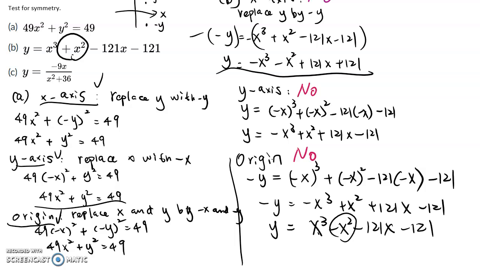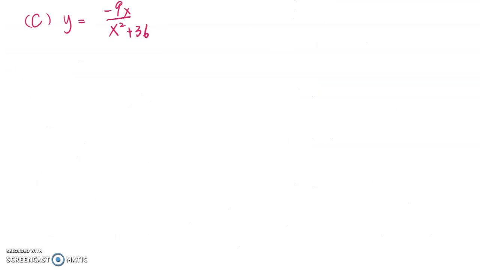Okay, so it's no, no, no. Three no's. Now for C. Okay, let me rewrite the equation of C again over here. We want to test for symmetry. First, we want to test for symmetry with respect to the x-axis. That means I want to replace y by negative y. I have negative y equals negative 9x over x squared plus 36. Let me simplify this a little bit. Multiply negative 1 on both sides.